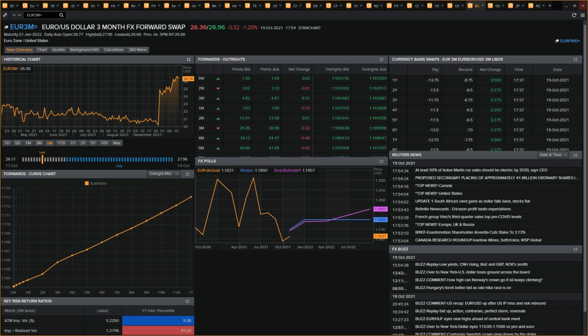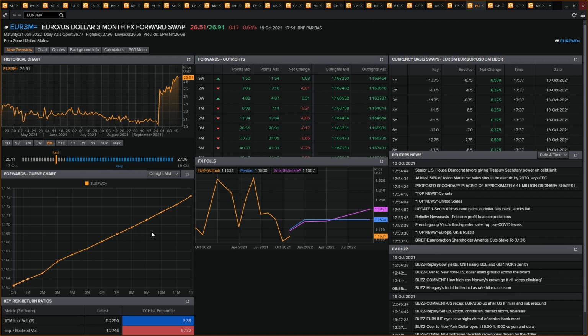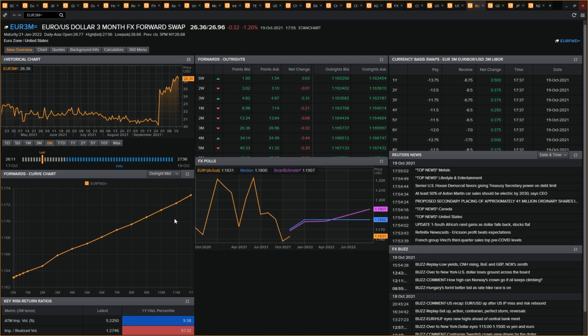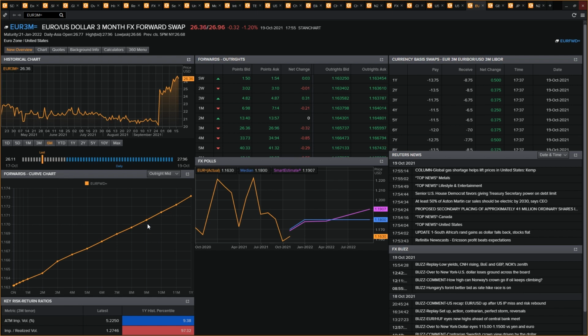Now, something that's very important to understand about forward rates is that forward rates are not indicative in any way of expectations in the market. So if you take a look at this chart here, this is the forward curve for the euro dollar forwards. And what you can notice is that it's moving with an upward slope. Right now, if you just look at the curve alone, it might lead you to think that the market is implying that the euro dollar is going to continue going up in the next 12 months. But that is not the case, right?